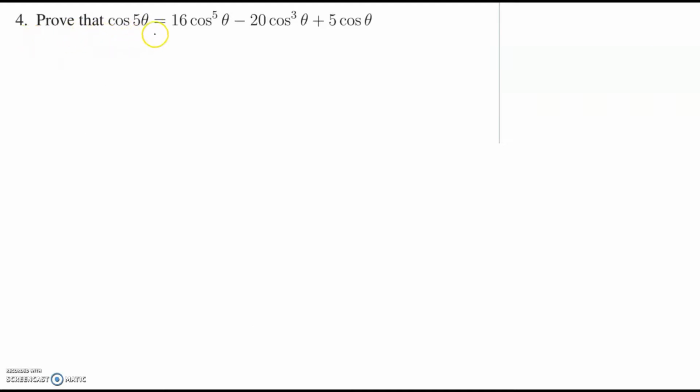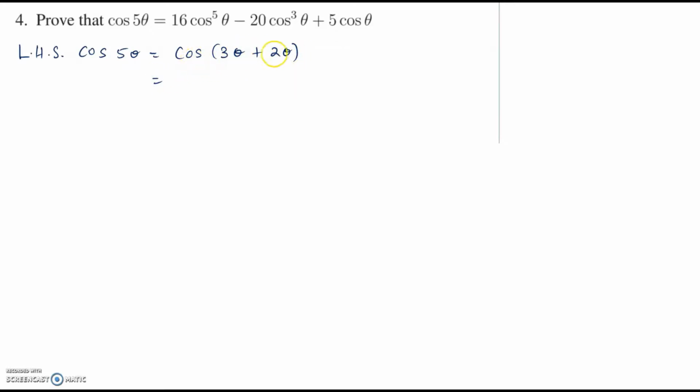Prove that cos 5 theta is equal to 16 into cos to the power 5 theta minus 20 times cos cube theta plus 5 times cos theta. So we need to find cos 5 theta and we need to express that in this form. So we can take LHS, which is cos 5 theta, and break it into cos 3 theta plus 2 theta. We are aware of 3 theta and 2 theta.